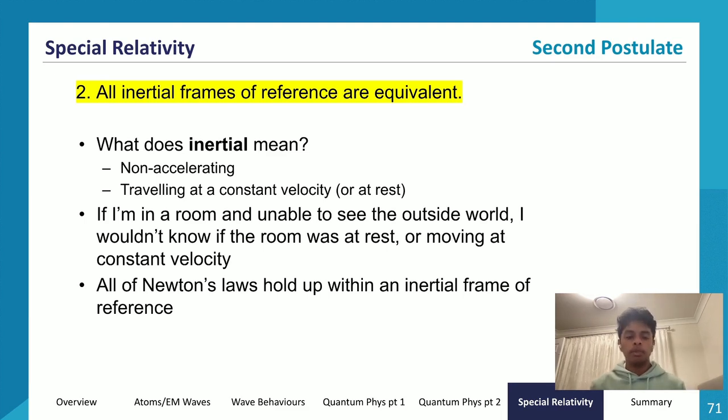The important thing here is because I wouldn't be able to tell, that basically says that all of Newton's laws, so Newton's first, second, and third laws, hold up within an inertial frame of reference. So even if I was at rest or if I was traveling at a constant speed, all of Newton's laws would still hold up. That is Einstein's second postulate.